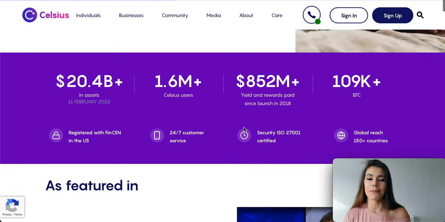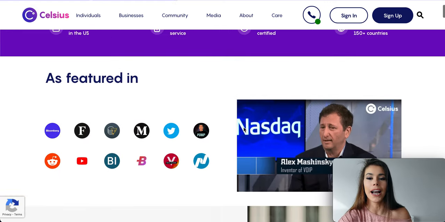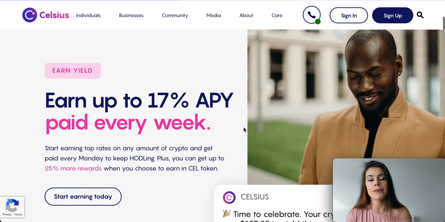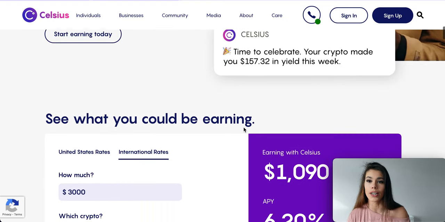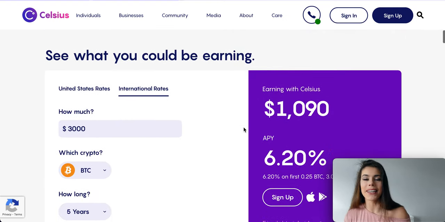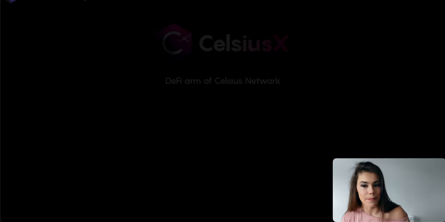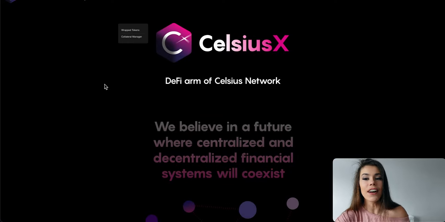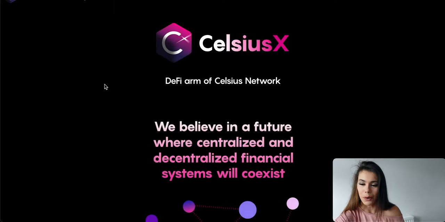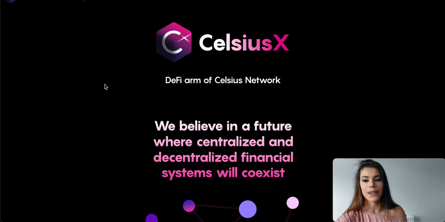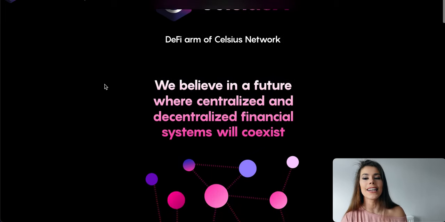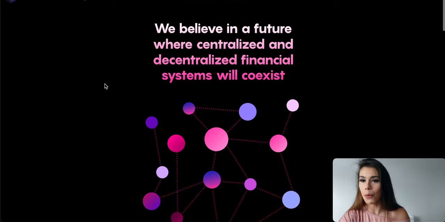And currently, the lowest possible interest rate is 1% per annum, which is achieved by putting up security worth 4 times more than the loan. But at this moment in time, they have a new development happening for the Celsius Network being called Celsius X. And Celsius X is a DeFi arm of the Celsius Network. And they believe in a future where centralized and decentralized financial systems will coexist.